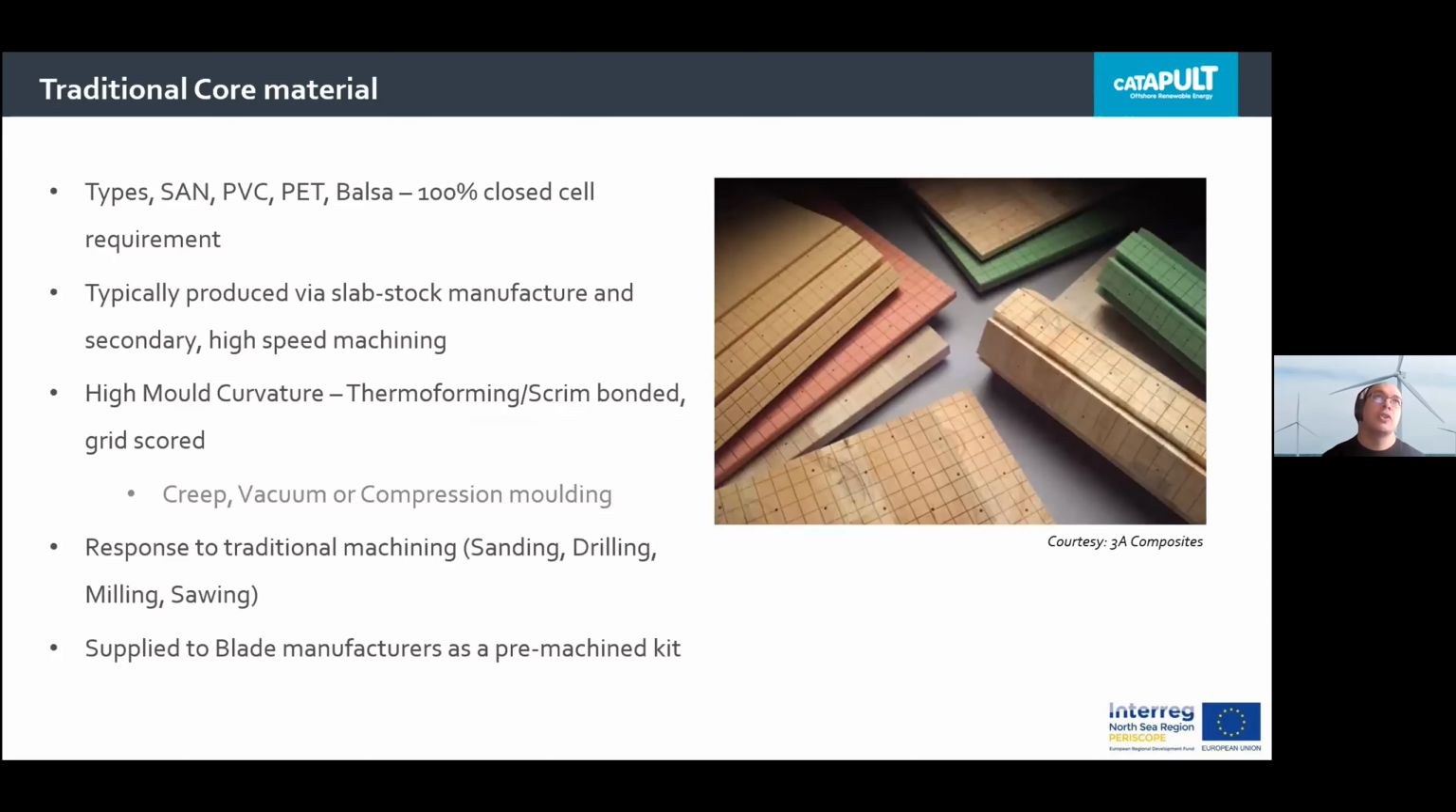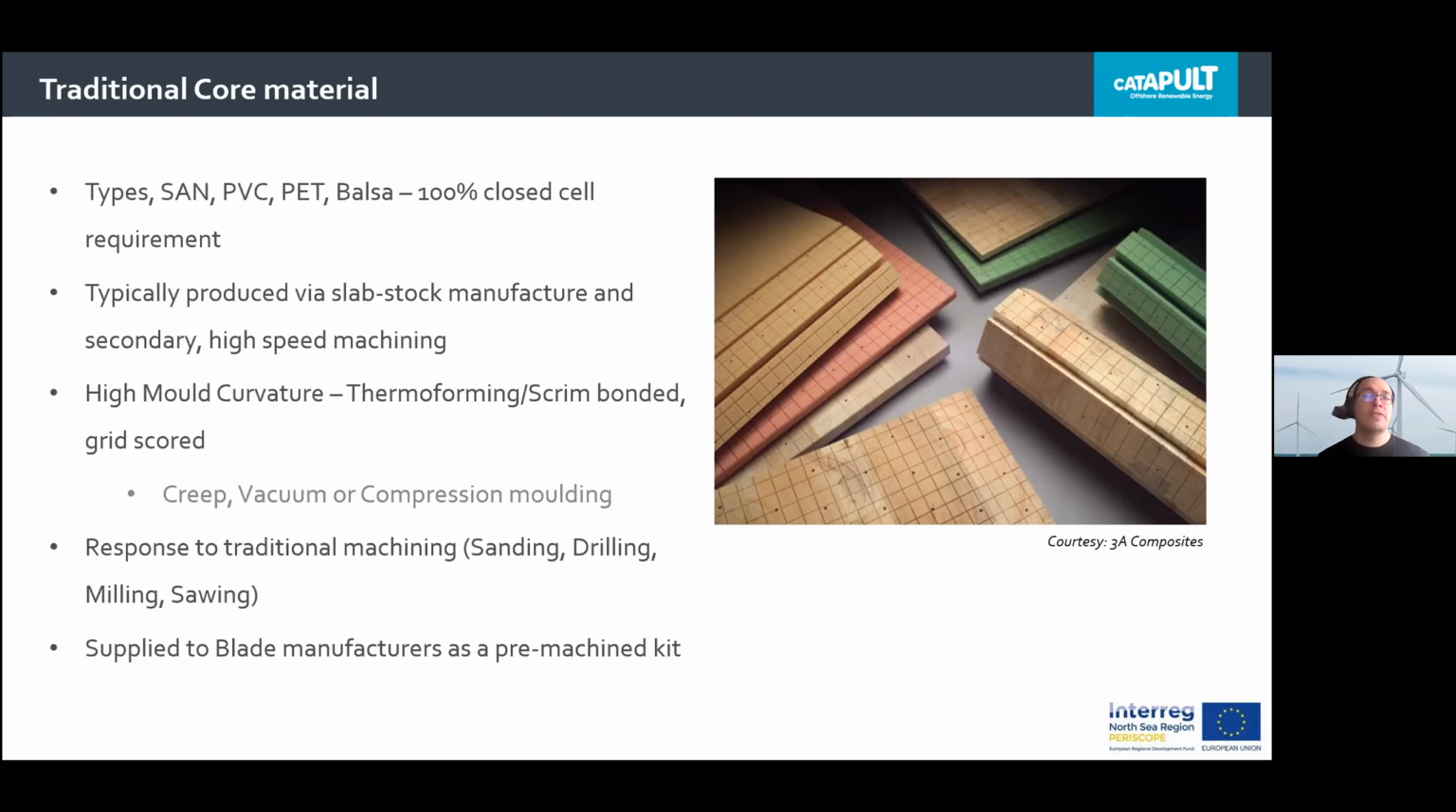So in terms of the traditional core materials used in blades, usually PVC, but more and more so PET is being used, and balsa is typically used, sometimes full length of the blade, but more commonly where the higher compressive loads are taken near the root. Typically they're produced, apart from balsa obviously, by a slab stock manufacturer and secondary high-speed machining.